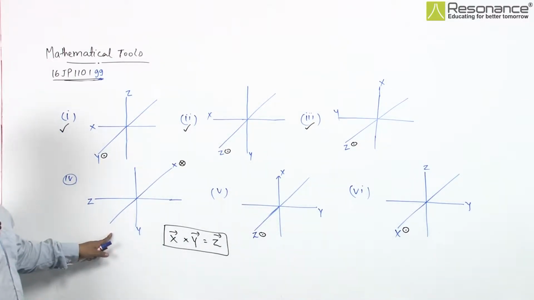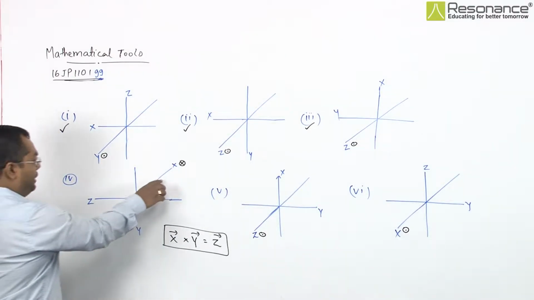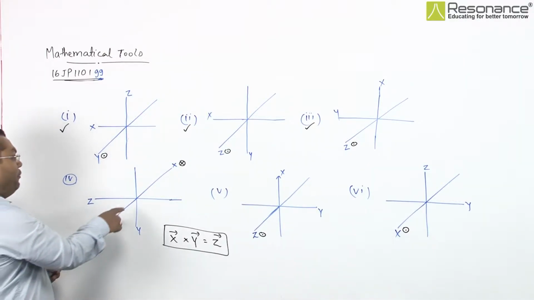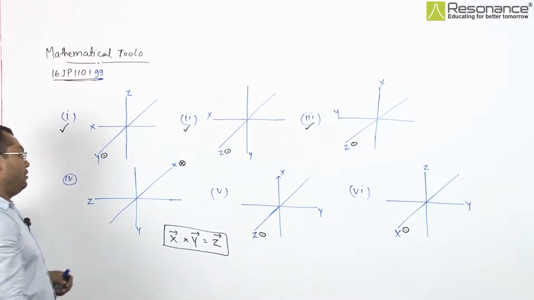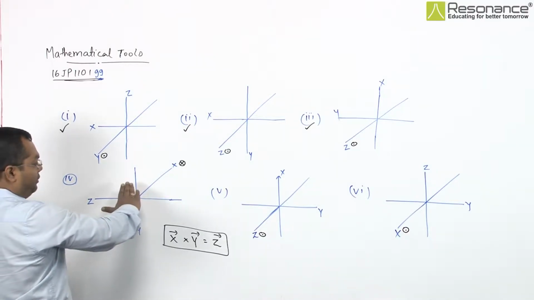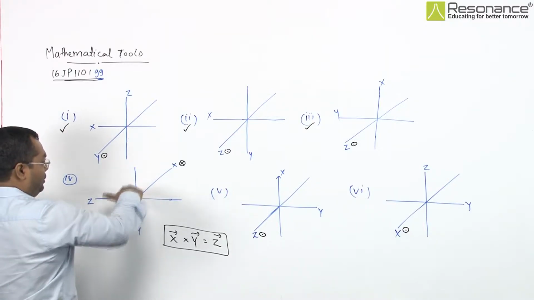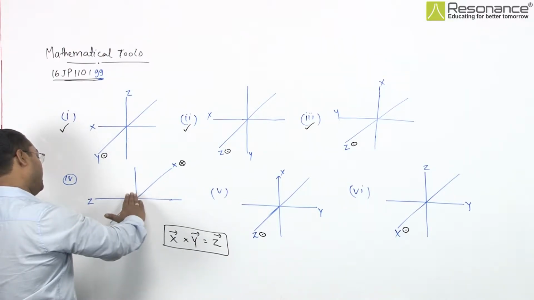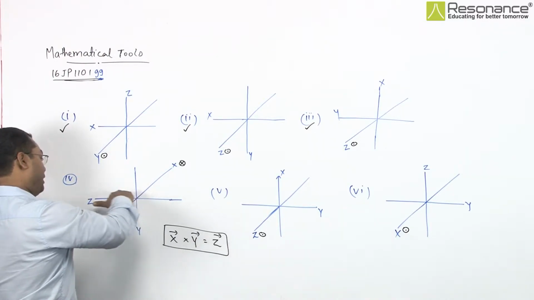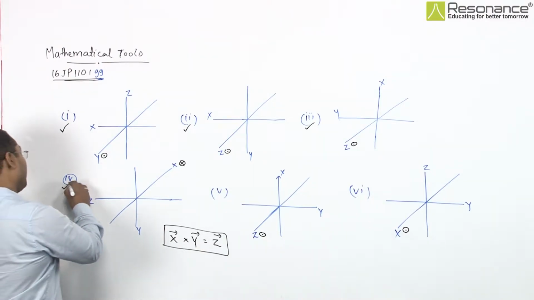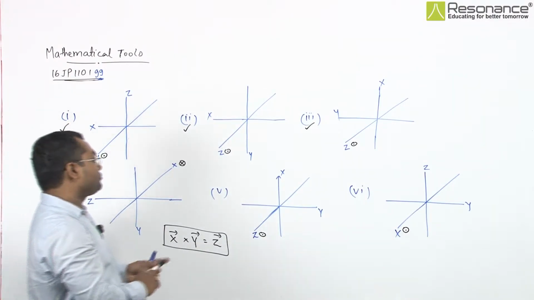Now for this diagram, x is into the board, y is downward. When we curl our finger into and towards y, it will go into the board, x, y is downward. So when we curl from x to y, our thumb is pointing towards z. So this is also a correct representation.